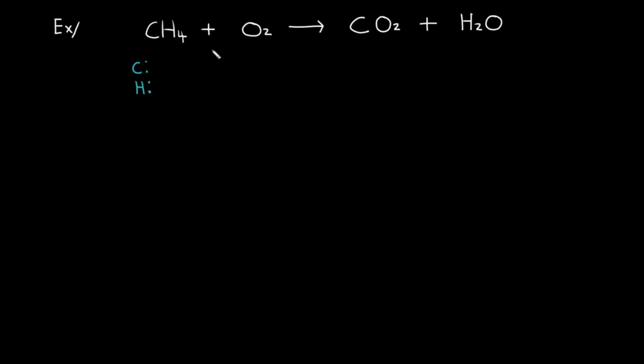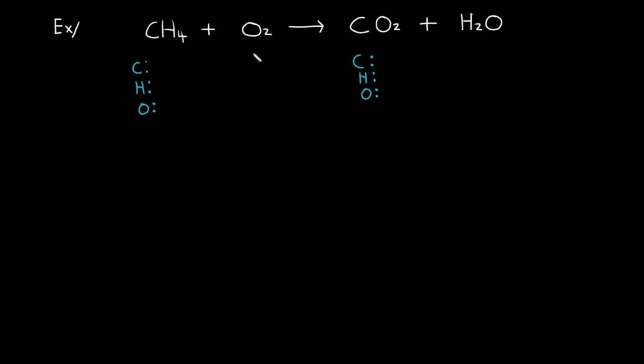So we write the elements that are on this side of the chemical equation over here, the reactants. So C, H, and O. And we'll write the products, the elements that are in the products. So C, H, and O again.